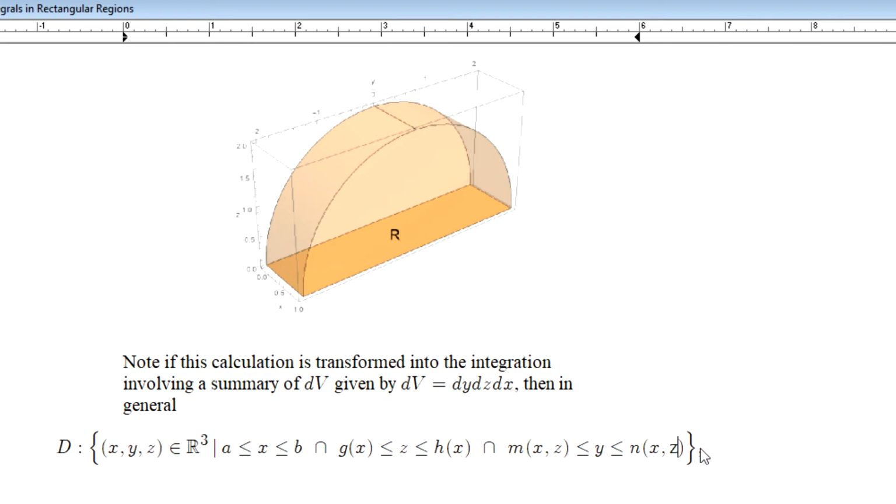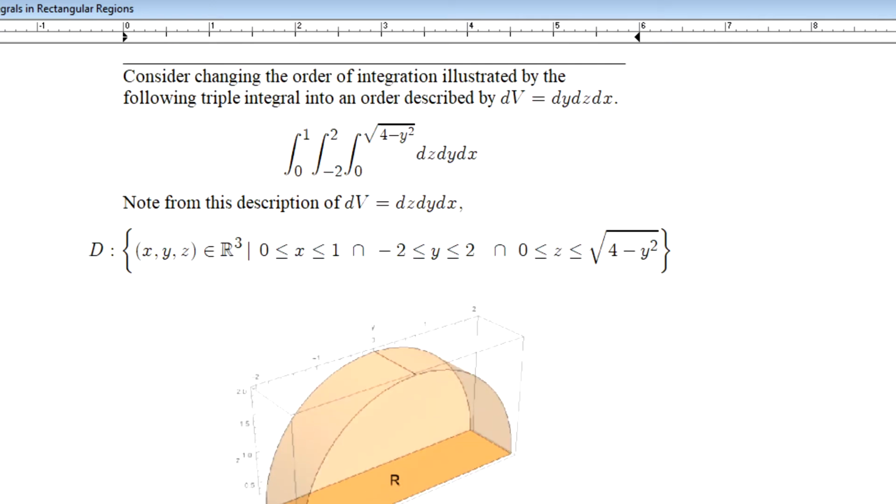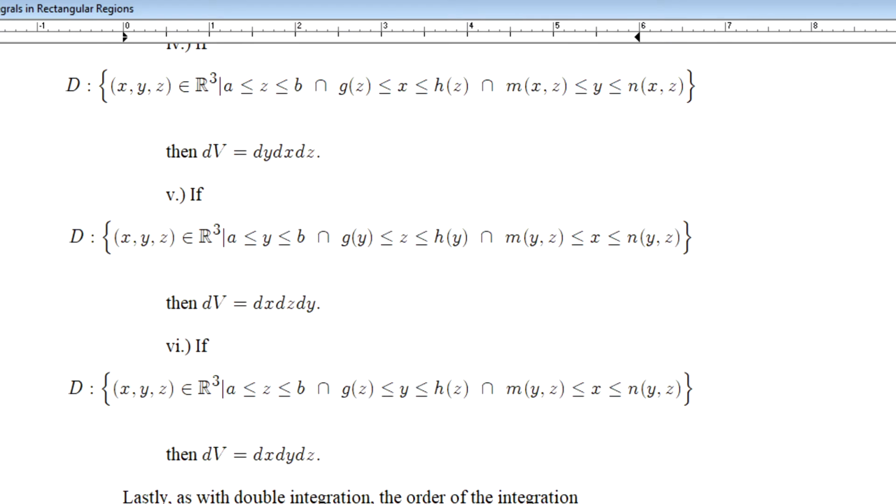Let me just double check that there. And let me double check that in my 6 cases I didn't have those backwards real quick.